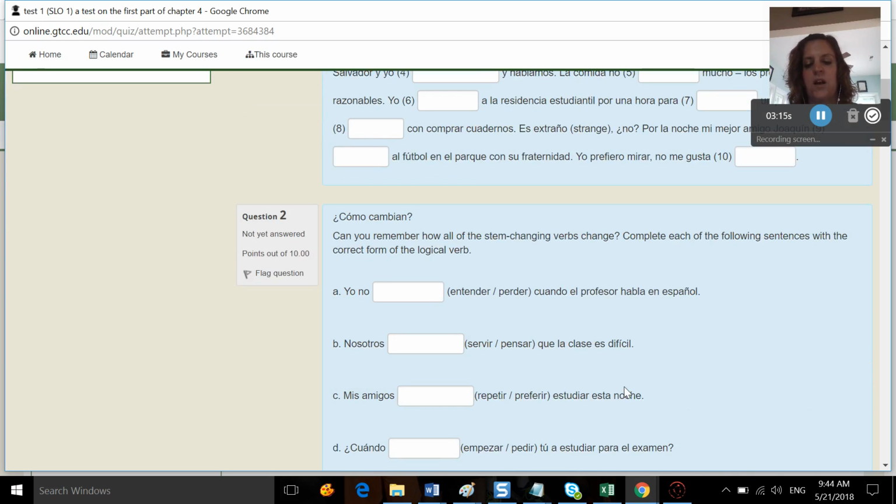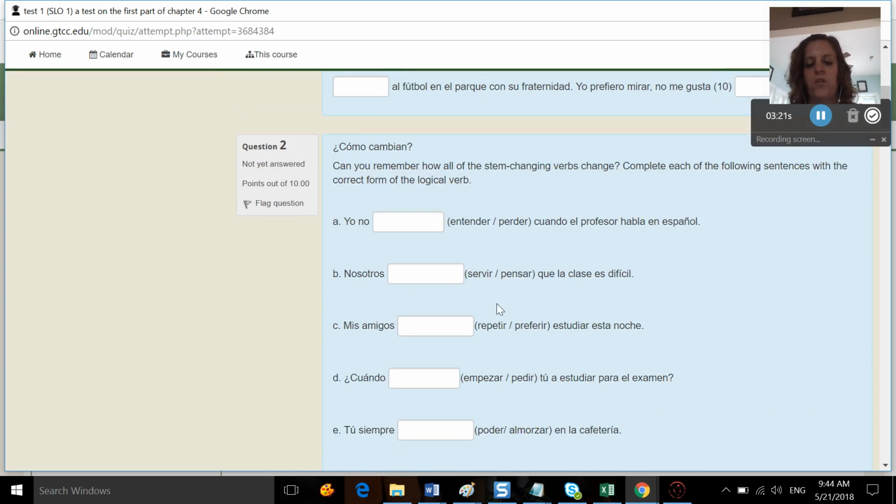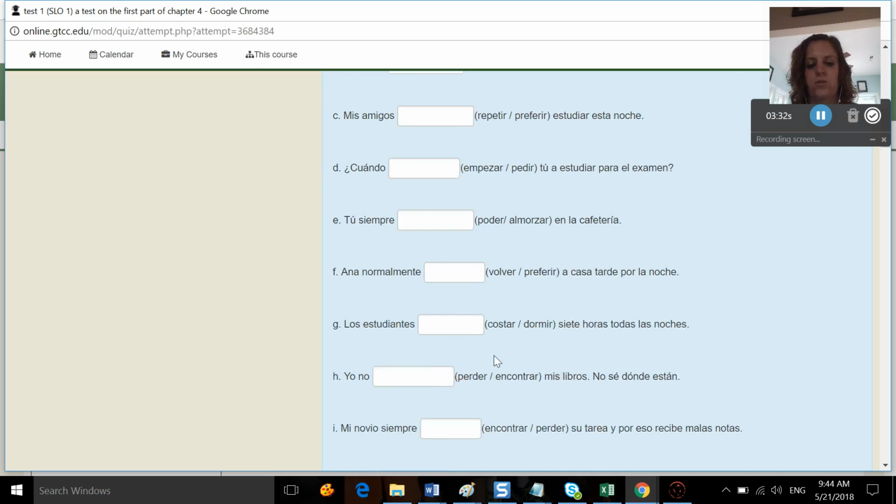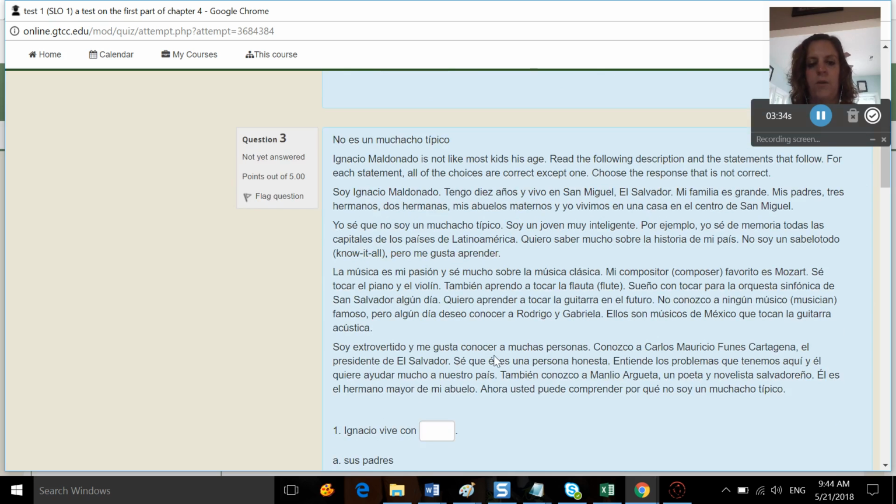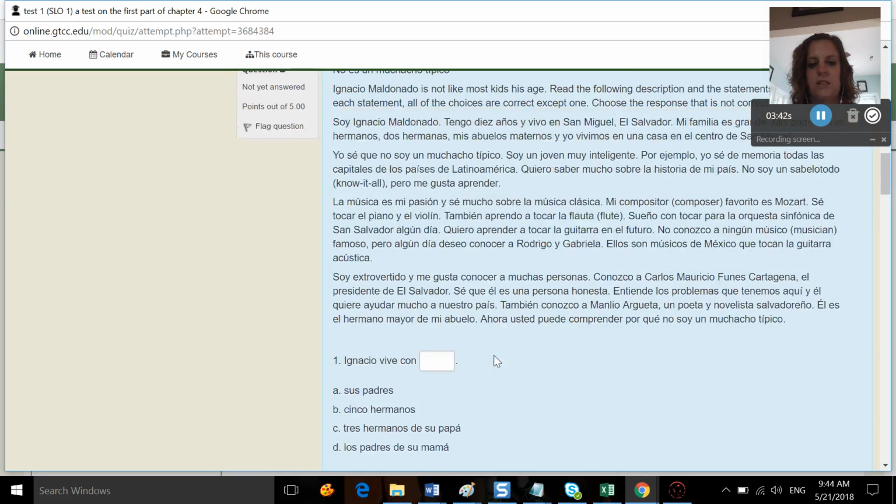Como cambian? So now we're dealing with our stem changing verbs, our E to IEs, O to UEs, E to Is. So you pick the verb out of the group that would best complete the sentence, and then you conjugate it correctly, remembering that you make the stem change, use the change stem everywhere but nosotros and vosotros. Okay? No es muchacho típico. You're going to read about Ignacio Maldonado, and then you're going to answer the questions based on what you've read.